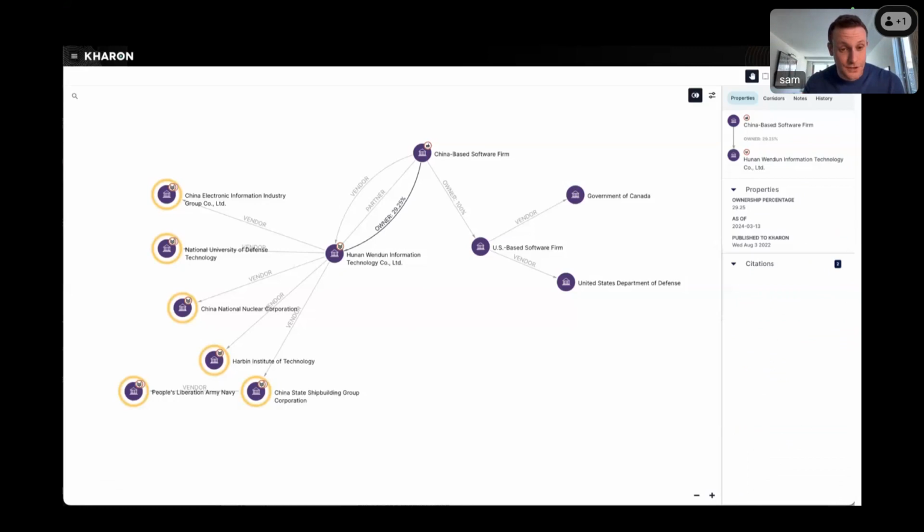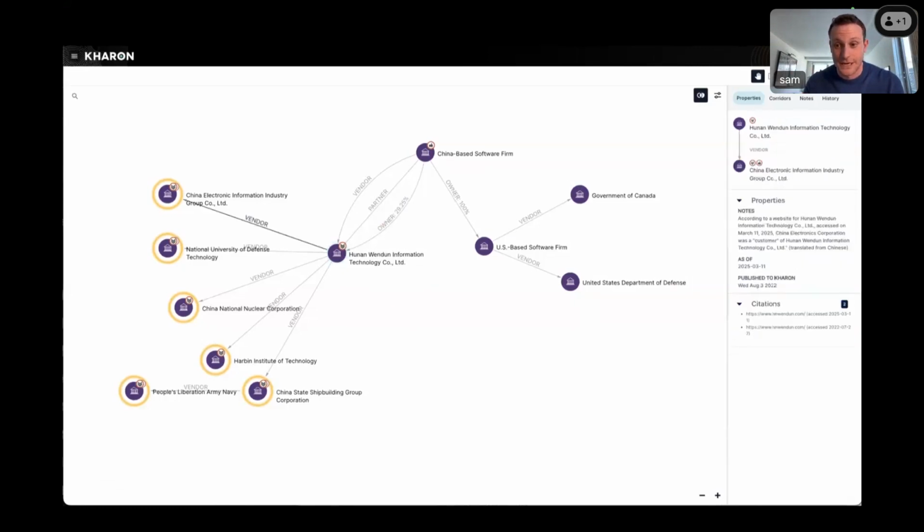And each of these vendor edges that you see over on the left-hand side will actually indicate how these companies, or how Hunan Wendu, works, sells, and partners across the Chinese defense industrial base. So if I look at the relationship between China Electronic Information Industry Group, I can see that according to a website for Hunan Wendu, and again, down here, China Electronics Corporation was a customer.